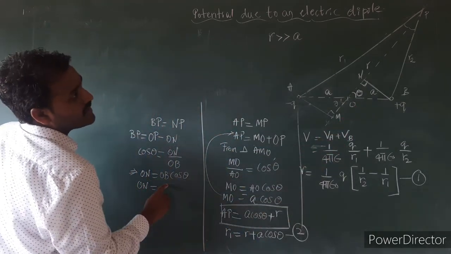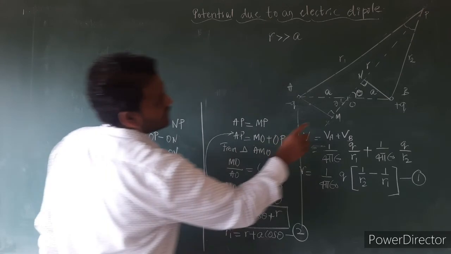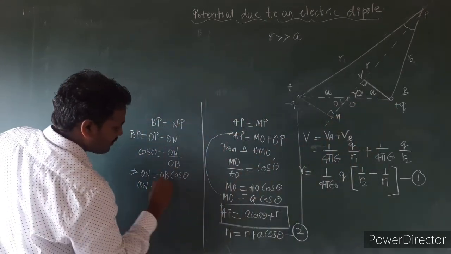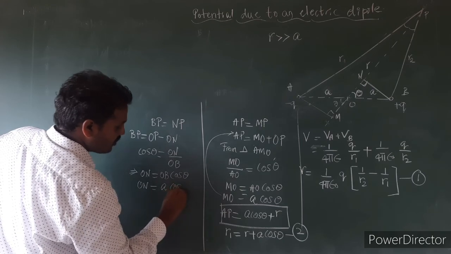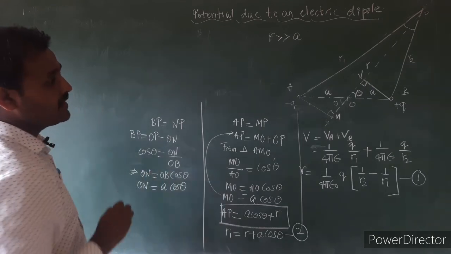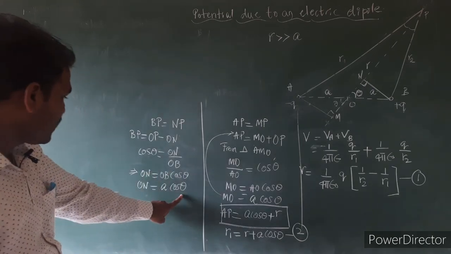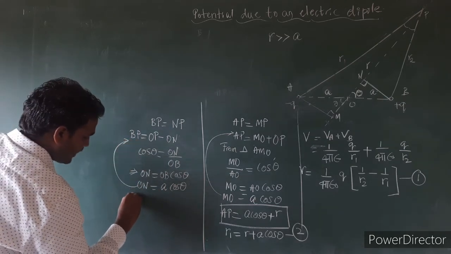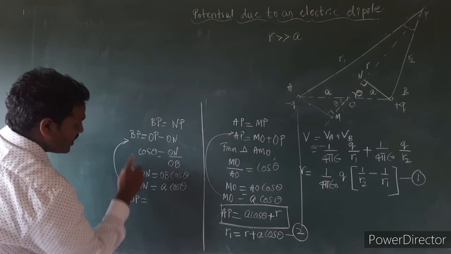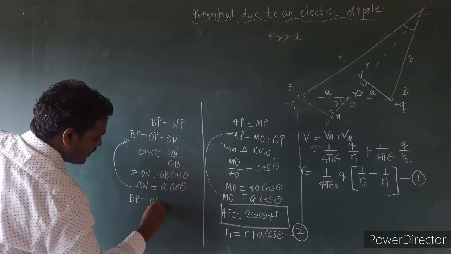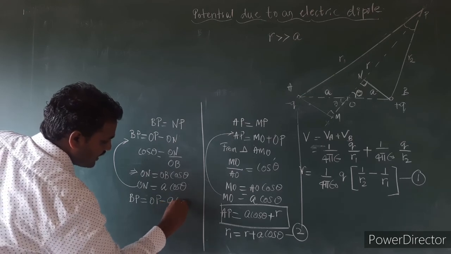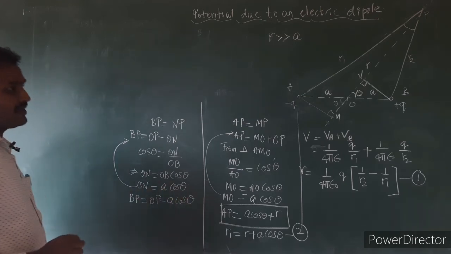So, that is OB is nothing but O to B, that is half of the dipole length A into cos theta, okay. So, that is A into cos theta. So, I will substitute this ON here. So, I can write BP is equal to OP minus ON, which is nothing but A cos theta, okay.